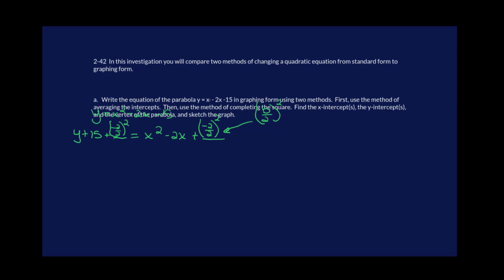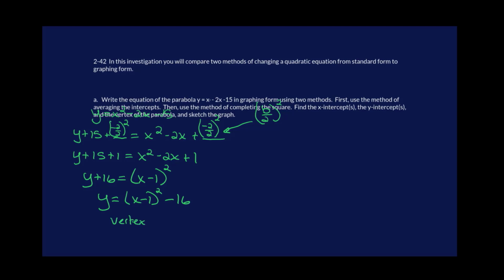Okay, are you with me? So that means it's going to be y plus 15 plus 1 equals x squared minus 2x plus 1. All right, that means the left side is y plus 16. The right side factors to (x minus 1) squared, okay? Then we do the last thing, which also gets this into the graphing form. And this is why sometimes this is just easier, because this tells us that our vertex is (1, negative 16), okay?